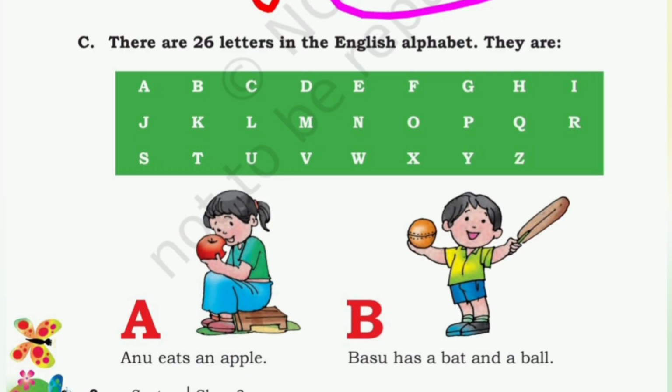Now let us read the sentences made by using the above alphabets. First is A. Anu eats an apple. Here Anu, an, and apple: these three words are starting with the alphabet A. B. Basu has a bat and a ball. In this sentence, Basu, bat, and ball are words starting with the alphabet B.